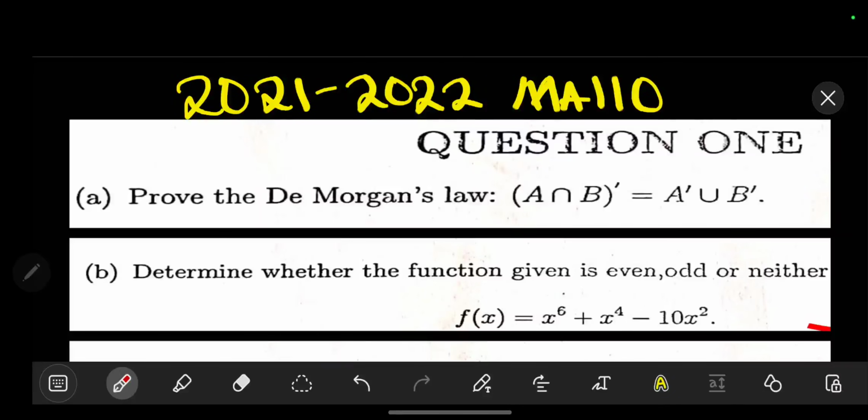So here today we are going to be looking at the 2021-2022 MA110. So this paper is applicable to whoever is doing their NS. So these questions are the standard of how they ask questions under NS. So the first question is saying prove De Morgan's law.